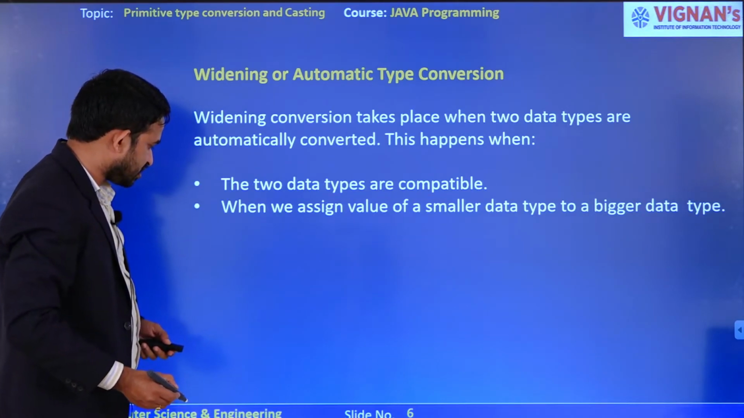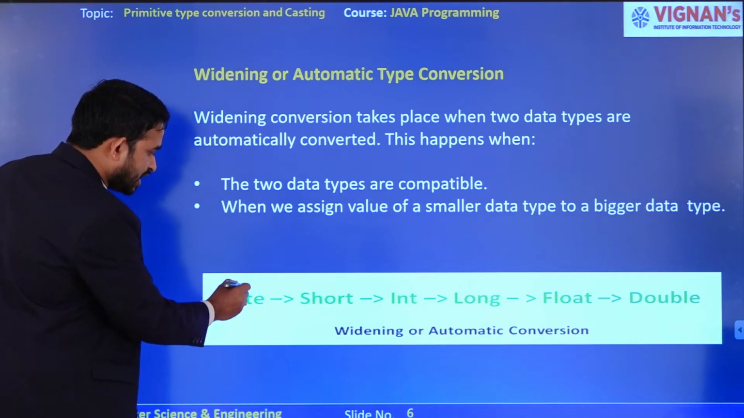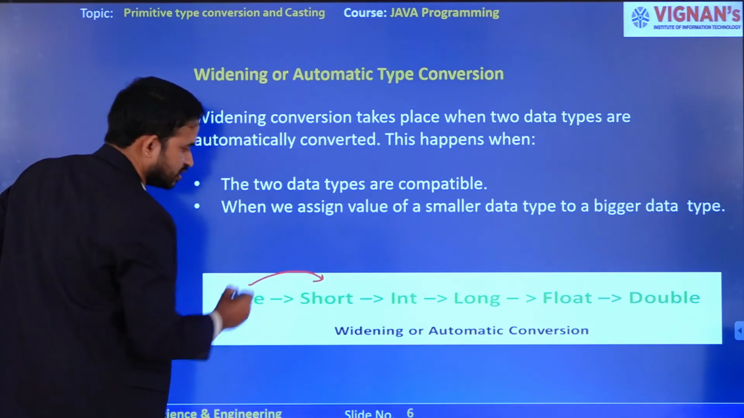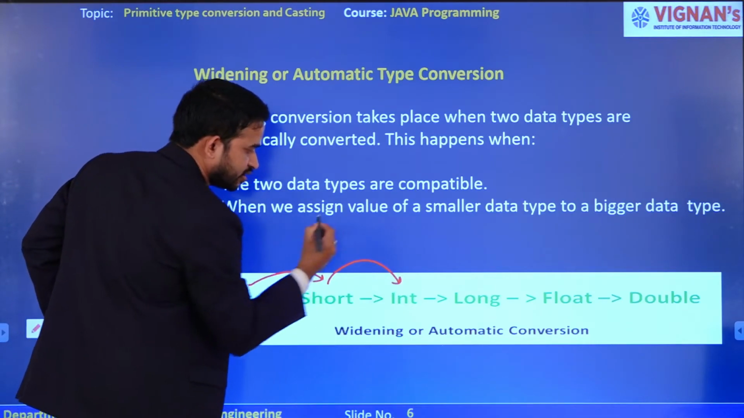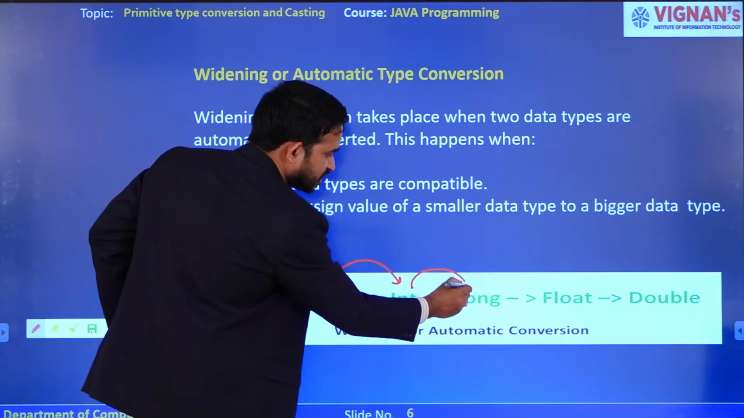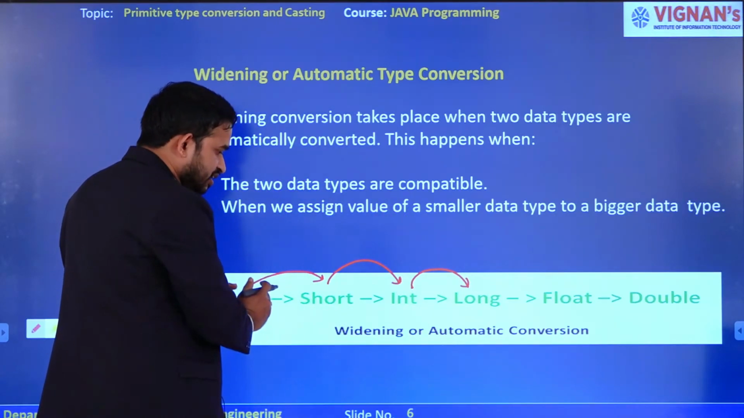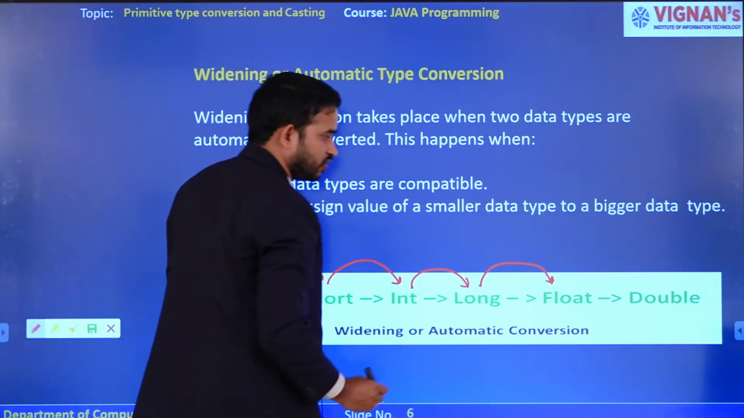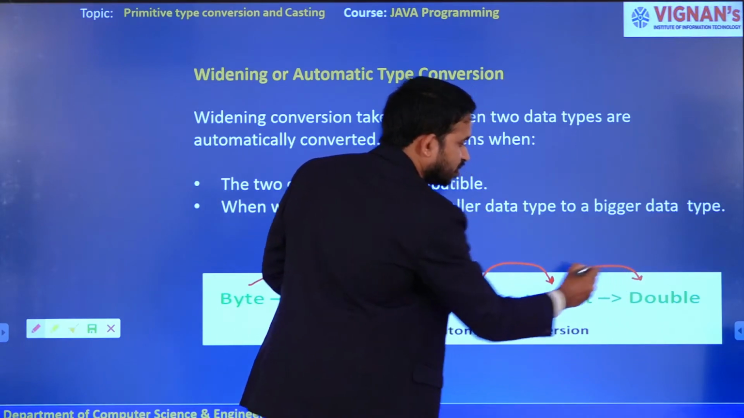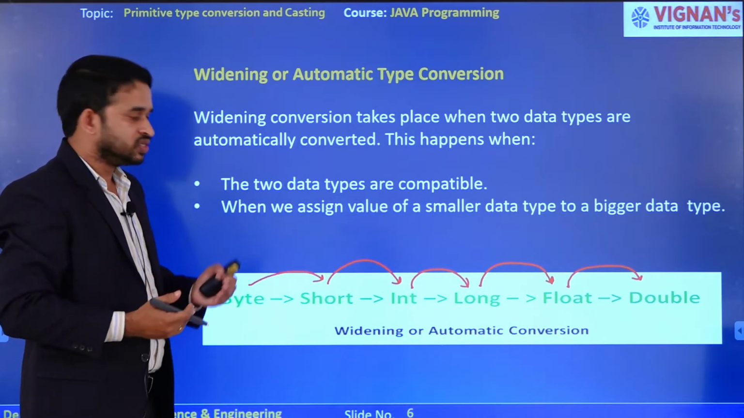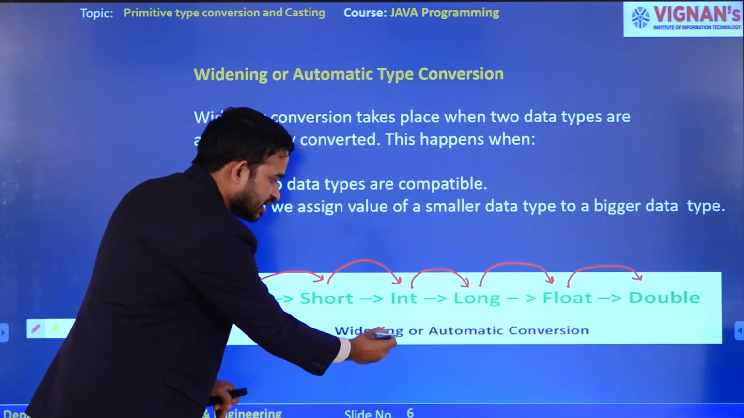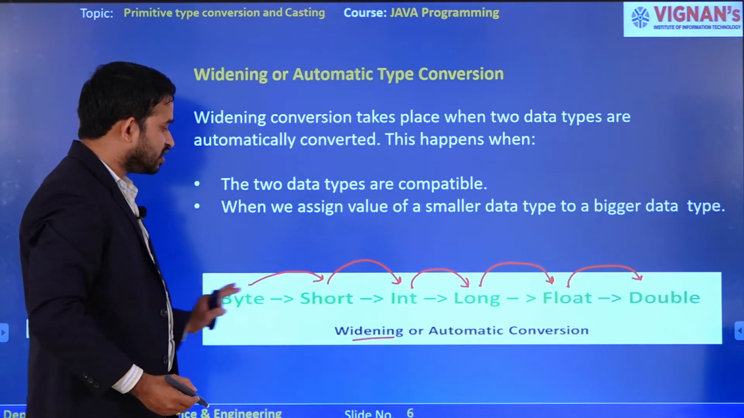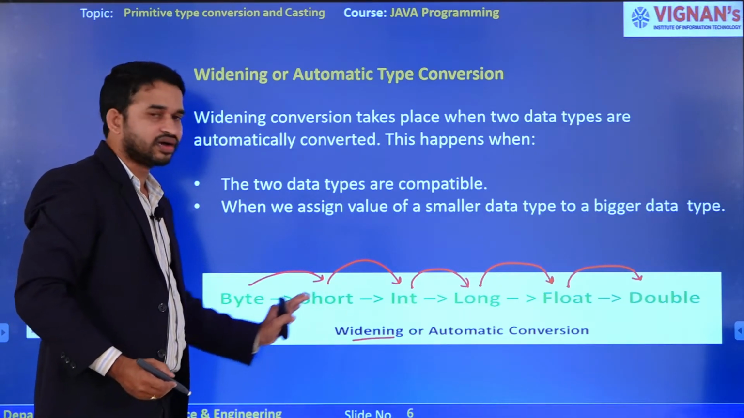Let's see the structure we are following. Here, a byte data type value we can store into short. Short values we can also store in int. Similarly, int type values we can store in long. Why? Because this is a smaller data type and this is a bigger data type. Next, long can be stored in float. Float values we can store in double. All these are compatible with each other. So this type of conversion we call widening conversion, or automatic type conversion. This is the conversion from one data type to another data type that is compatible.